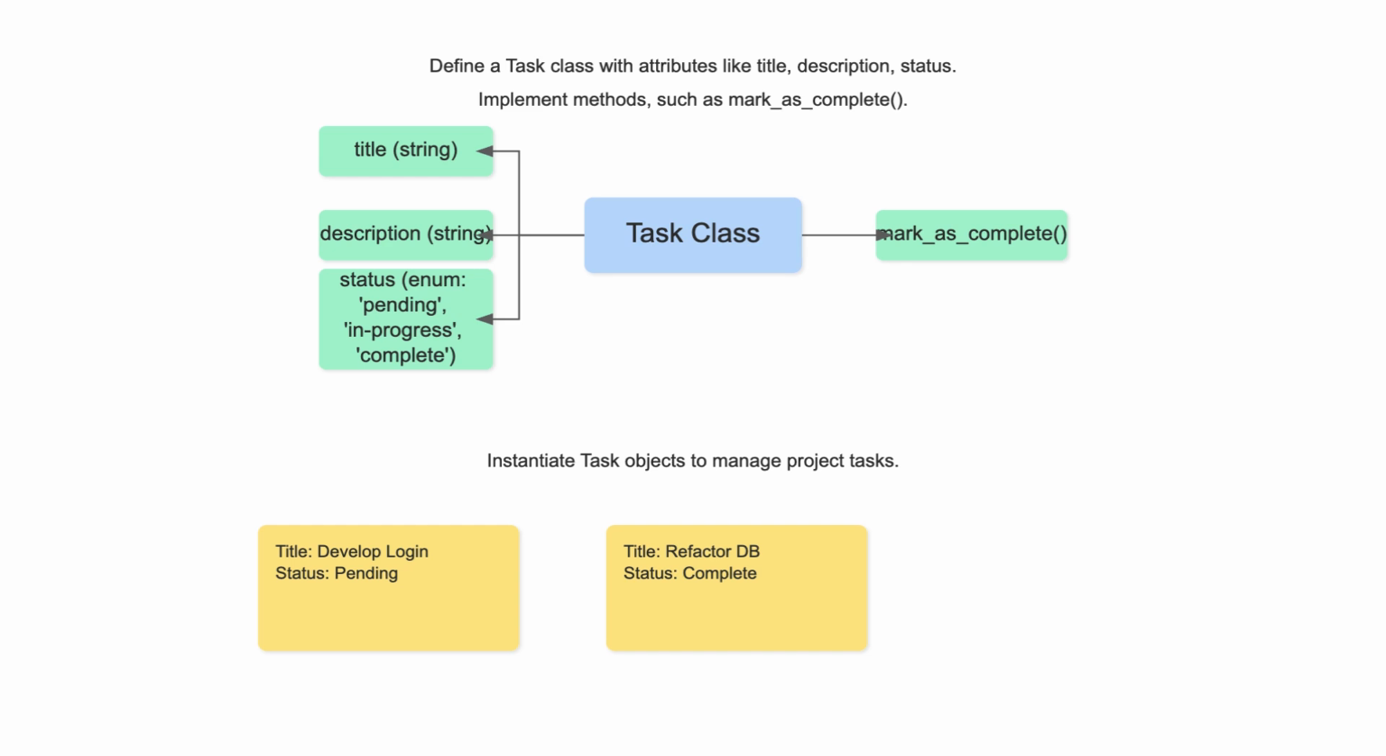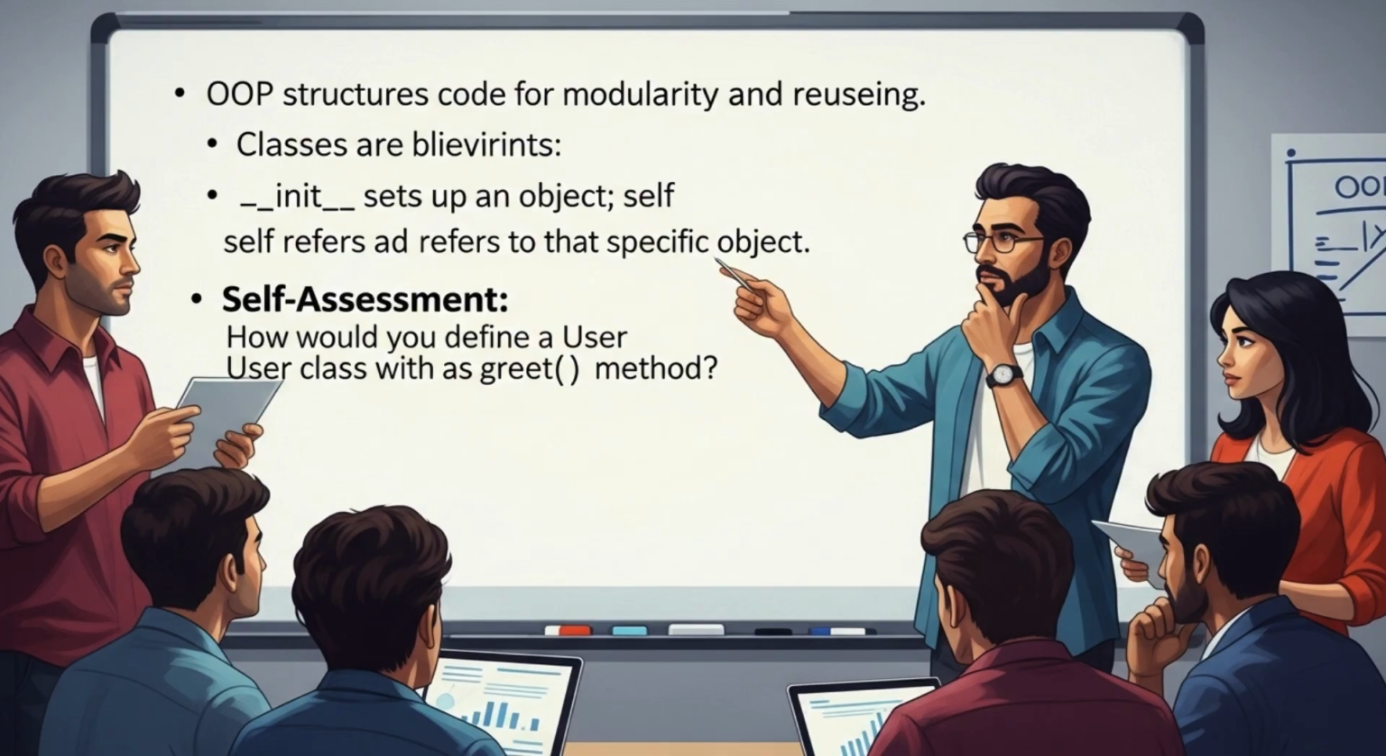We've covered a lot of ground today, laying the foundation for object-oriented programming. To recap, OOP is a powerful paradigm that helps you structure your code for better modularity and reusability, making large projects easier to manage and scale. Remember, classes are the blueprints, the designs that define the structure and behavior. Objects, on the other hand, are the concrete instances created from those blueprints.